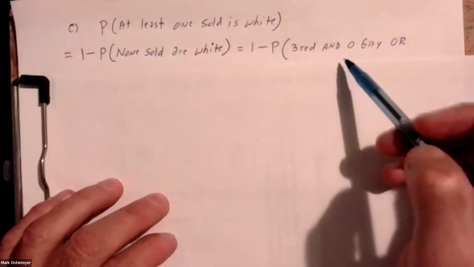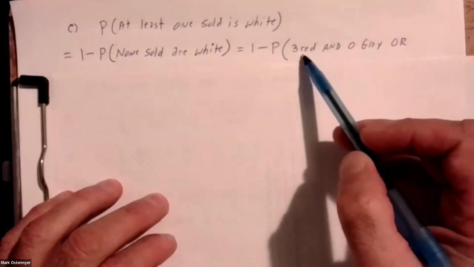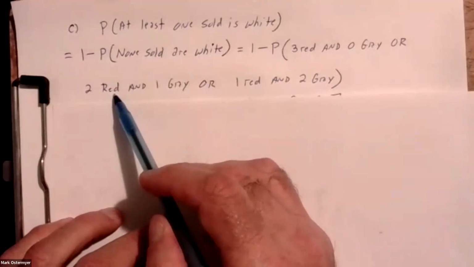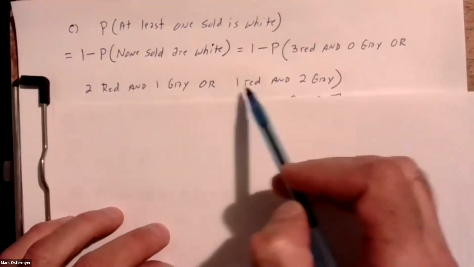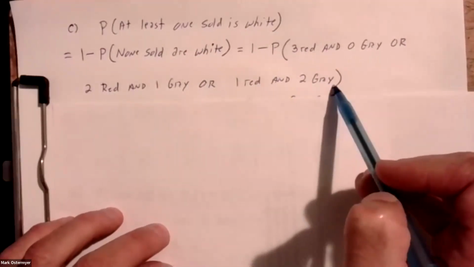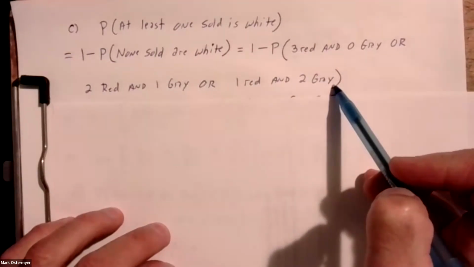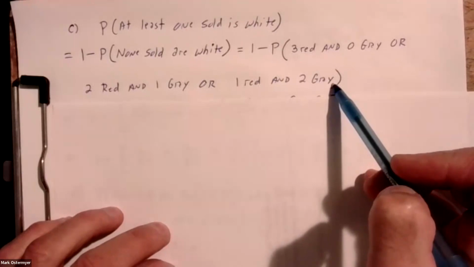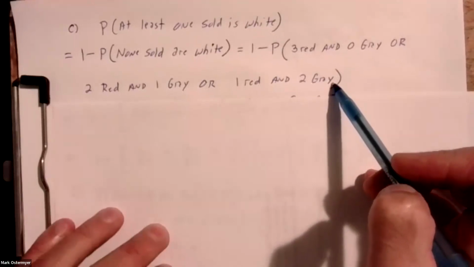Well, that could occur a couple of different ways. We could sell 3 red and 0 gray automobiles, or we could sell 2 red and 1 gray automobile, or we could sell 1 red and 2 gray automobiles. Now, we cannot sell 3 gray automobiles because we don't have 3 gray automobiles. We only got 2 on the lot.